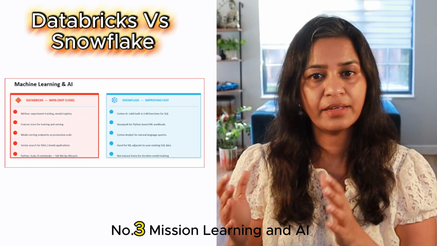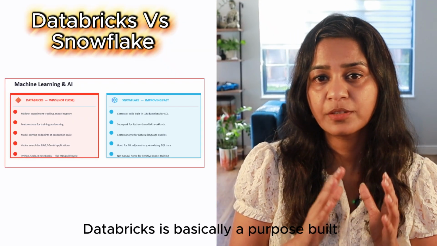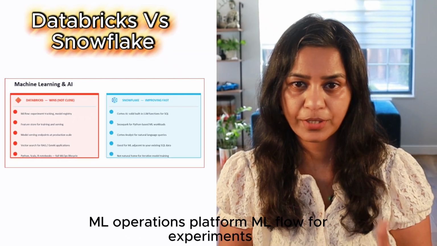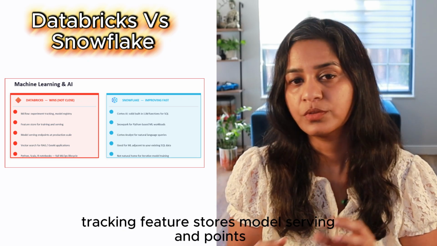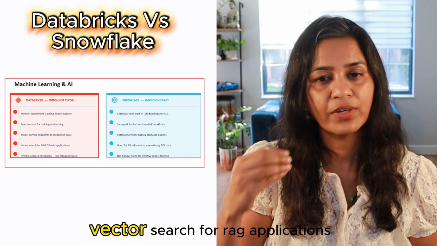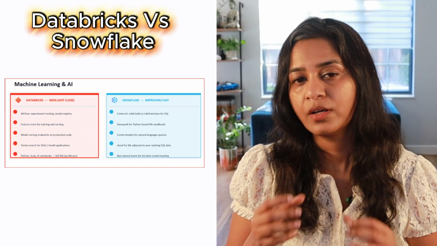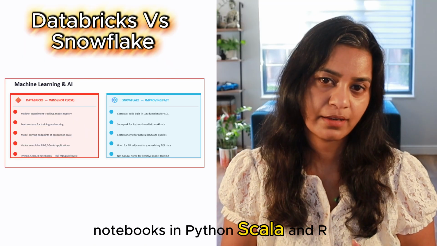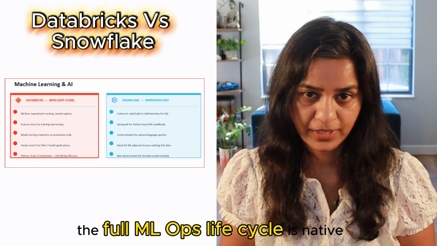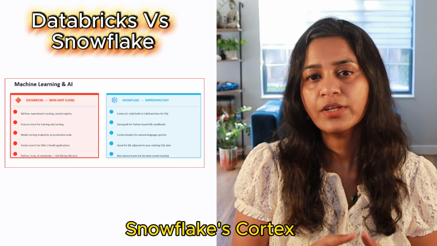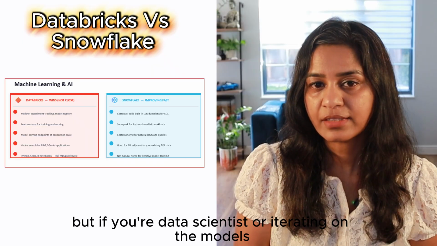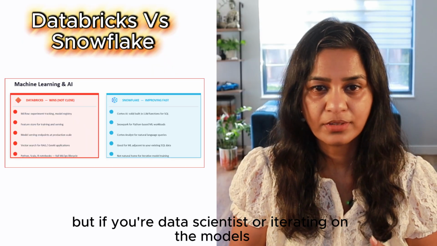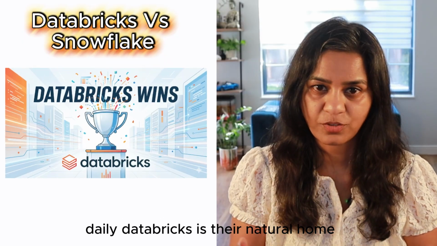Number 3, machine learning and AI. Databricks is basically a purpose-built MLOps platform: MLflow for experiment tracking, feature stores, model serving endpoints, vector search for RAG applications, notebooks in Python, Scala, and R. The full MLOps lifecycle is native. Snowflake's Cortex AI is genuinely solid and improving fast, but if you're a data scientist iterating on models daily, Databricks is your natural home.